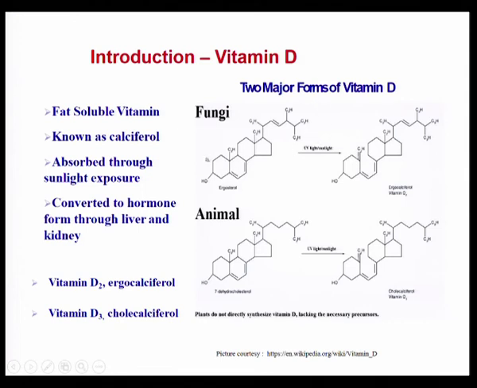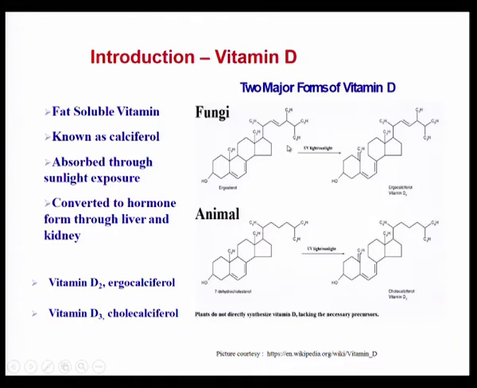If you look at the structure, this is a cholesterol based hormone. I have explained about the cyclopentanoperhydrophenanthrene ring. This is the phenanthrene ring, and this is the cyclopentano ring. Together we call it the cyclopentanoperhydrophenanthrene ring. This is the characteristic structure of vitamin D.